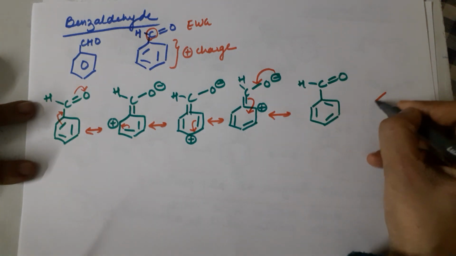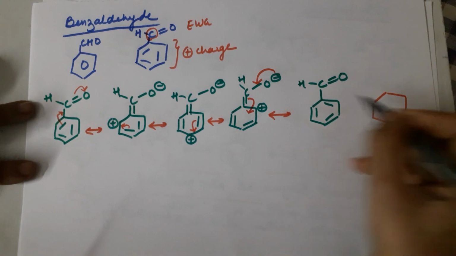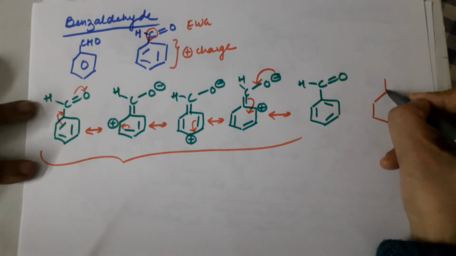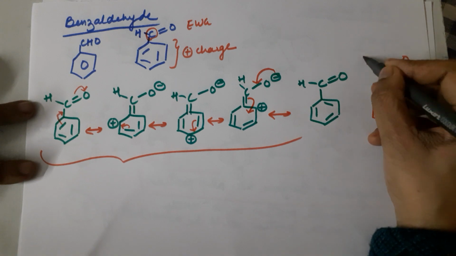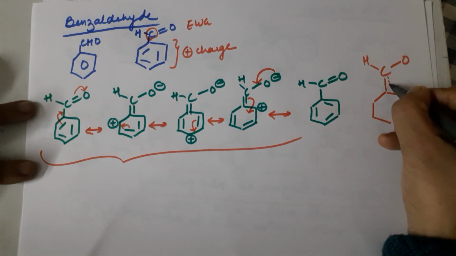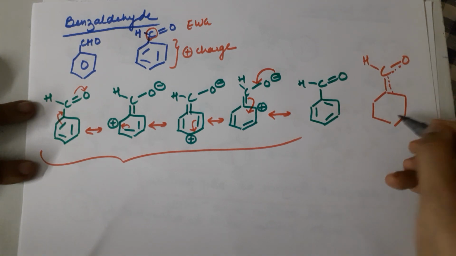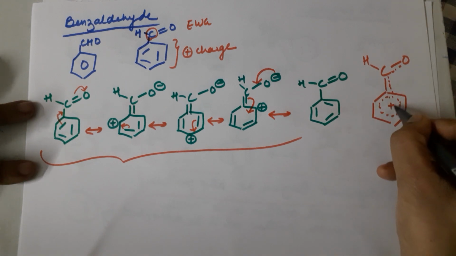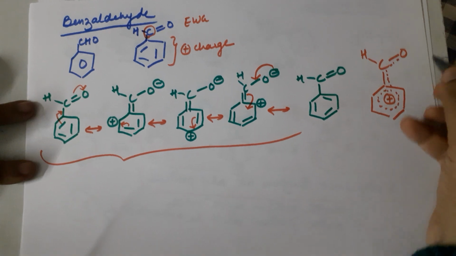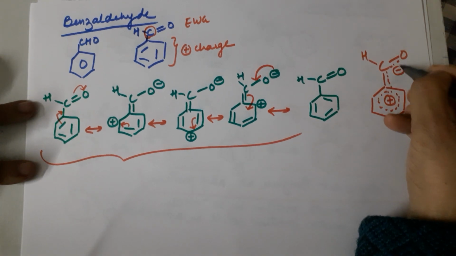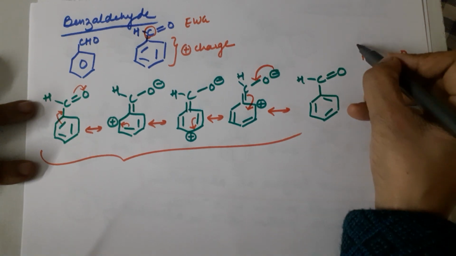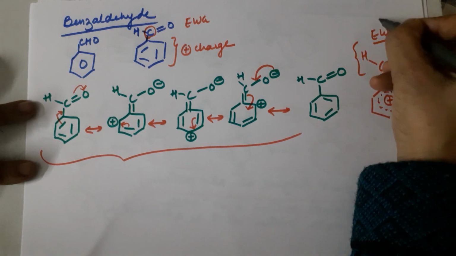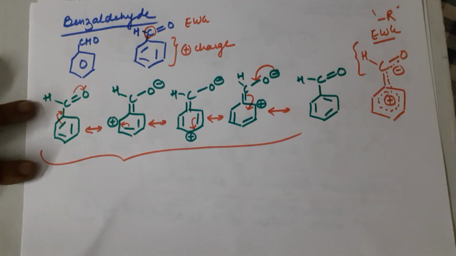If you are asked to draw a resonance hybrid, which means an average of all these structures, then we say you have a structure like this, where you have a double bonded character here, and here you have a partial character. The benzene ring has a positive charge rotating around it, and here you have a negative charge in this section. That is the reason this is an electron withdrawing group, has a minus R effect.